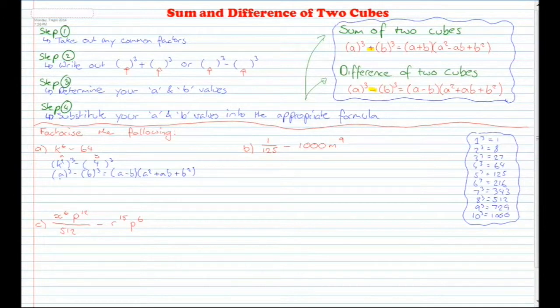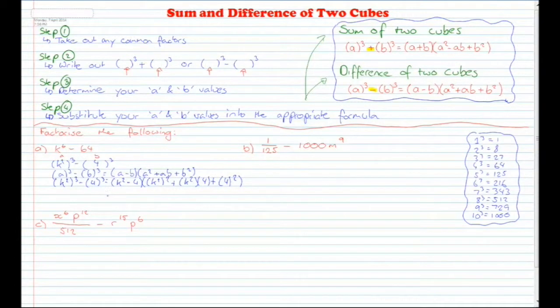Alright, substitute in now. So we've got our a value being k squared. So we've got k squared cubed minus b value being 4 cubed is equal to our a being k squared minus our b value being 4, a squared being k squared, square it again, plus a being k squared, b being 4, plus b squared being 4 squared.